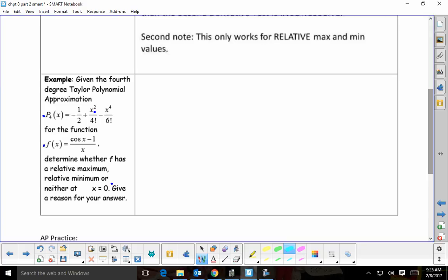If it asked me at x equals 2, would I be able to tell them anything? No, because we're centered at 0. We only know information at 0. So at x equals 0, we want to go see what happens. So what two values do I need to know? F prime of 0 and f double prime of 0. Go find those with your buttons.